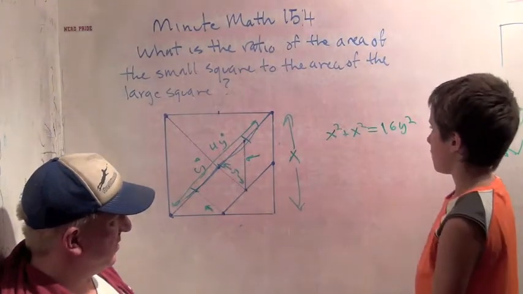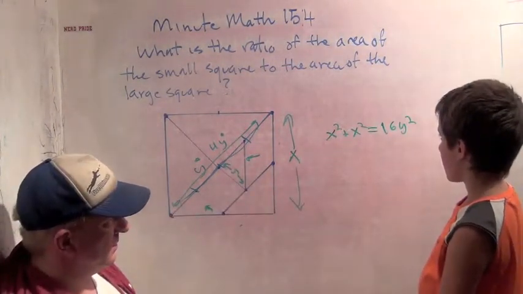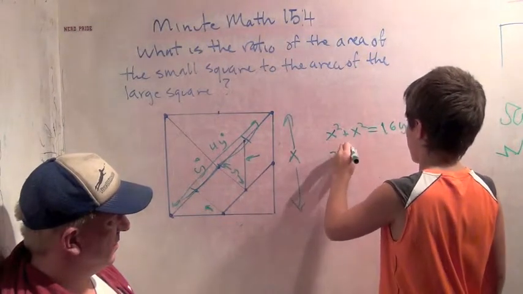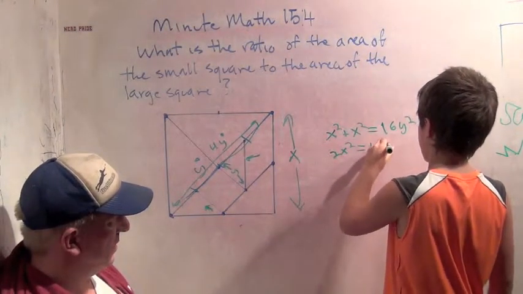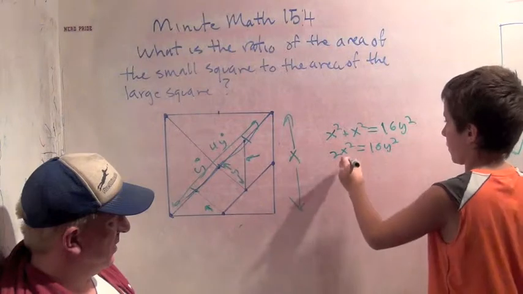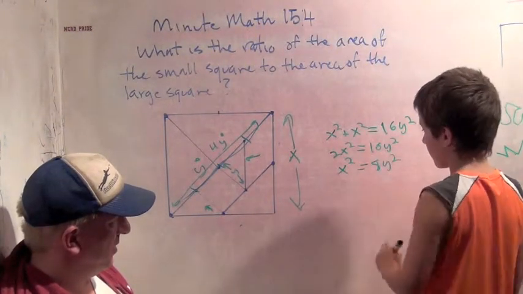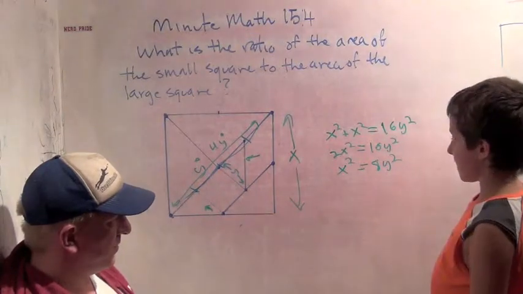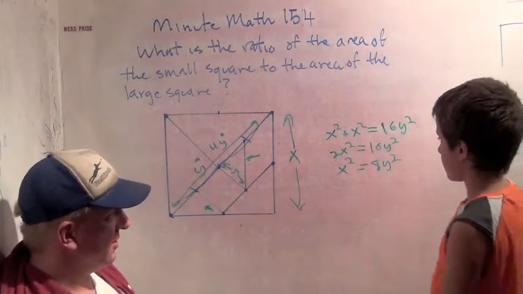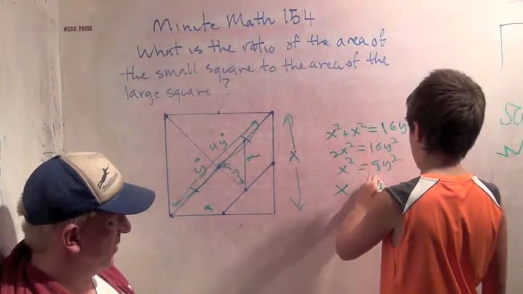Now solve this. What does this side become? It's 2x squared equals 16y squared. We can just change this into x squared equals 8y squared. Very good. And we can just take the square root. So x equals the square root of 8y squared.